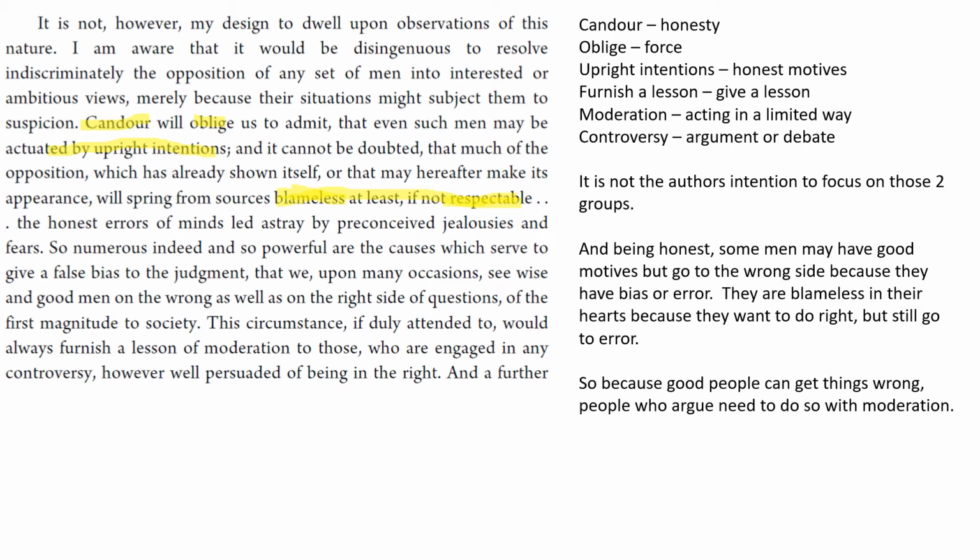This circumstance, if duly attended to, would always give a lesson of moderation to those who are engaged in controversy, debate, however well persuaded of being in the right. So he says, if we understand this, then we must be careful about how we argue, because we must recognize that others may be good, but just in error.